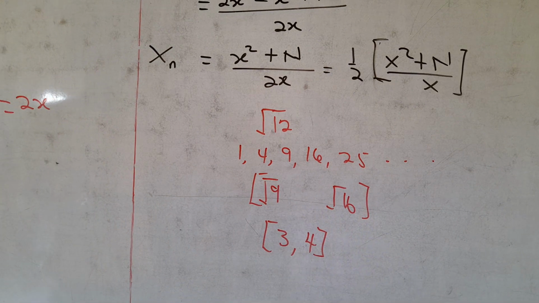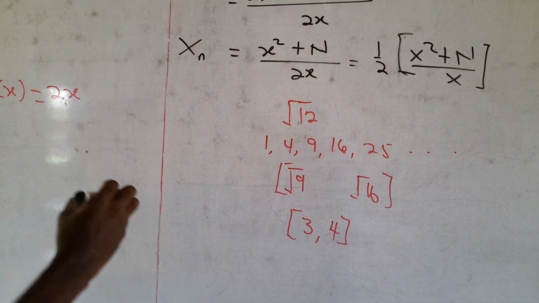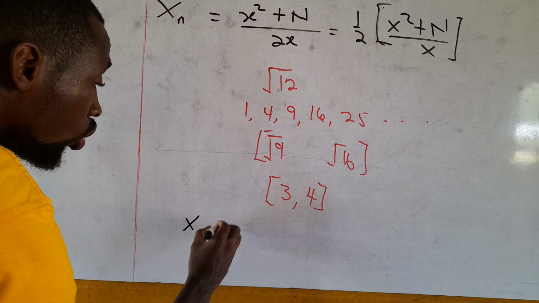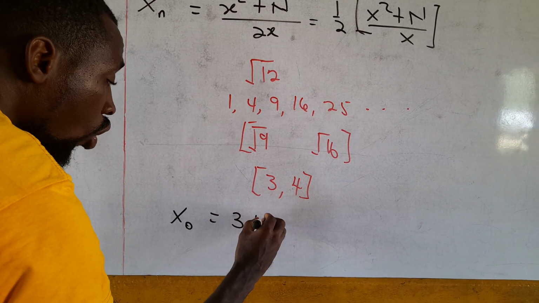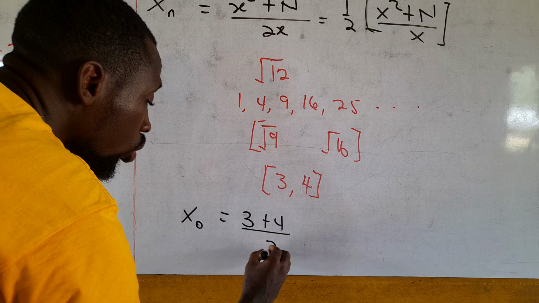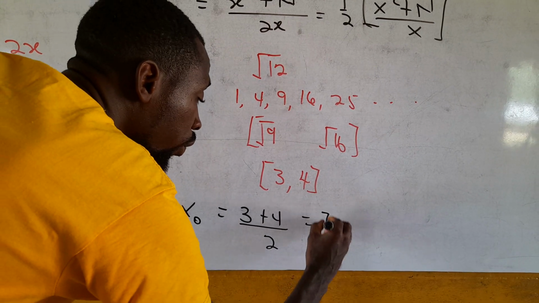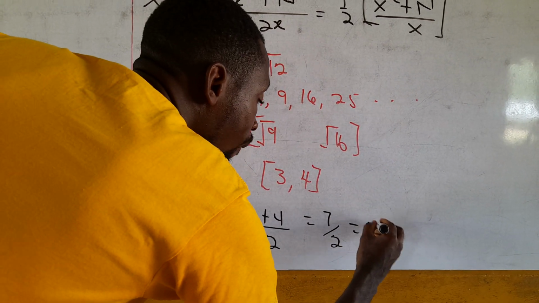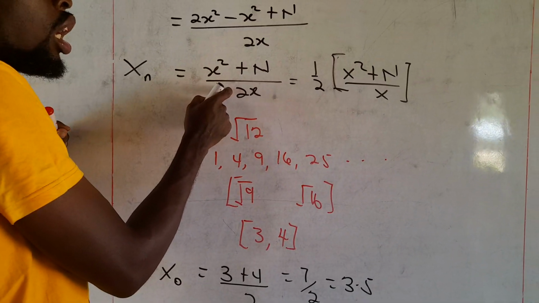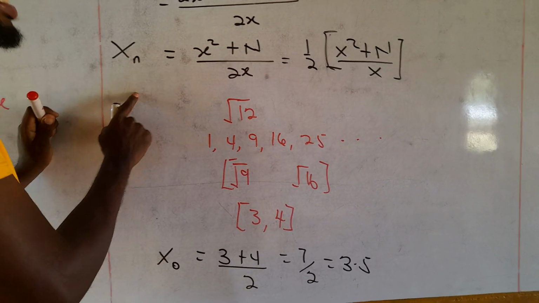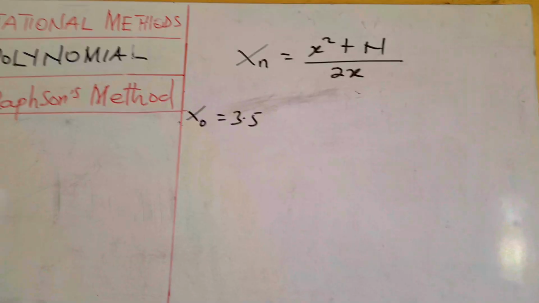So now, remember Newton's iteration is saying that our x naught will be equal to the halving of that interval. So our x naught will be 3 plus 4 all over 2. 3 plus 4 is 7. 7 divided by 2 will be 3.5. So now we substitute 3.5 into our algorithm to get our x1 and we'll continue from there.